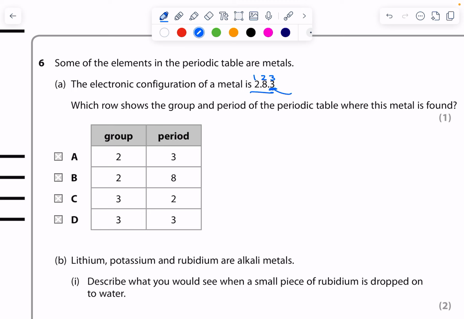And then the fact there are 3 electrons in the outer energy level means that this is the group number. So this one is group 3, period 3.